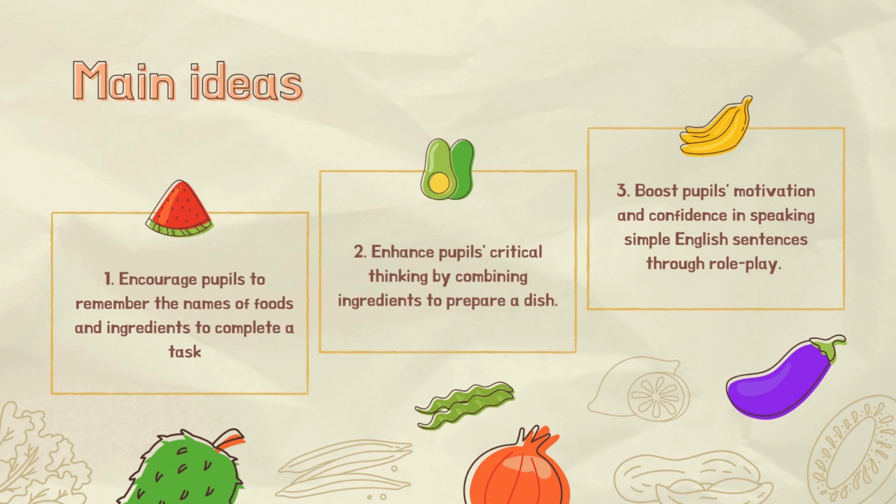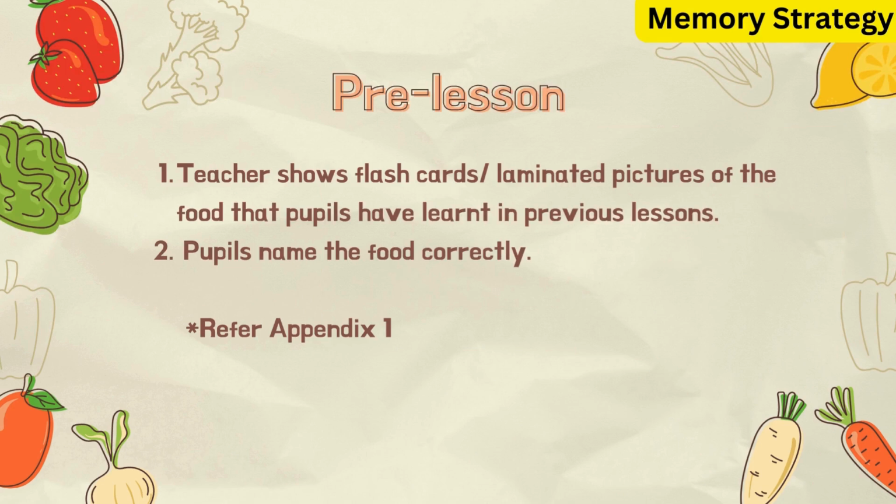The main ideas of the activities are to encourage people to remember the name of foods and ingredients to complete a task. Next, it enhances pupil critical thinking by combining ingredients to prepare a dish. And lastly, it helps to boost pupil motivation and confidence in speaking simple English sentences through a role play. Alright, now let us look at the activities and the stages that are involved.